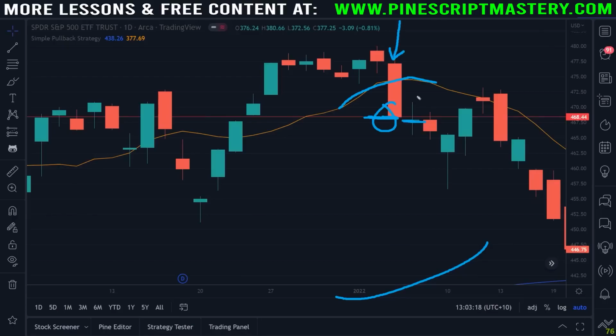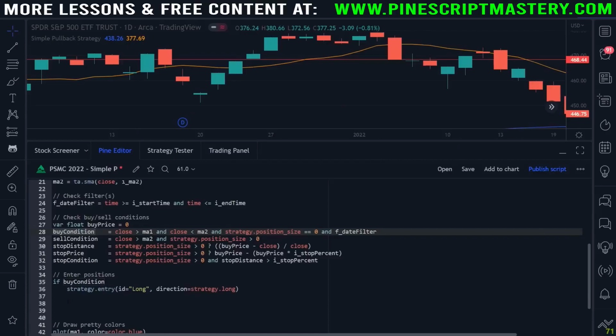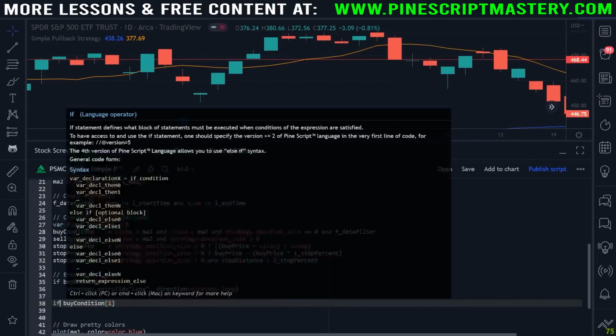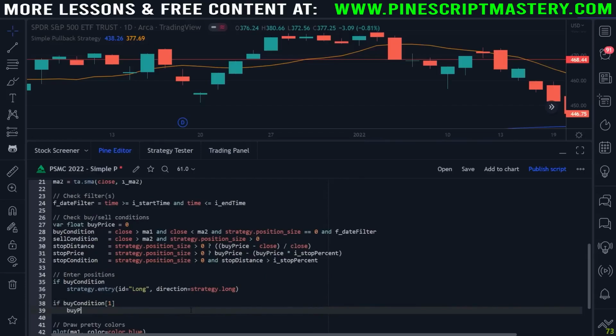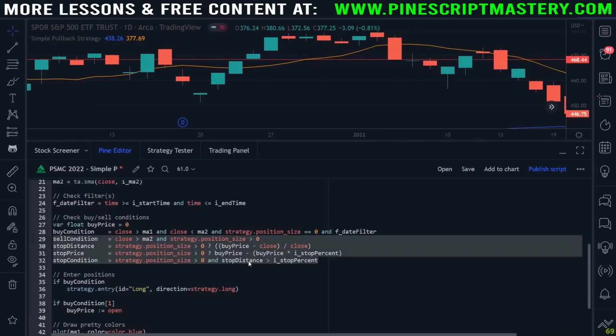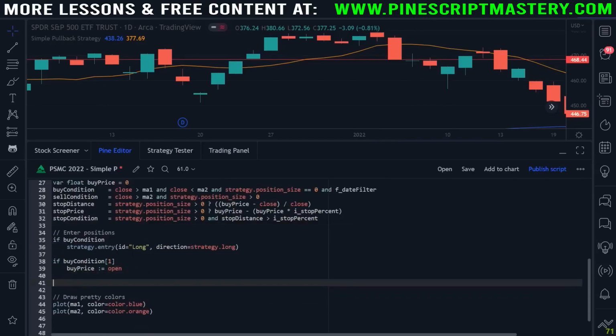So when we save our buy price, we don't want to save the signal candle's closing price. We want to save the next bar's open price as our buy price. So to do that, we can just check if we had a buy condition on the previous bar. So if buy condition on the previous bar is true, then we save our buy price as the current bar's opening price. And now we have our buy price saved and all of our metrics here will be calculated properly. And that's it for our entry conditions.